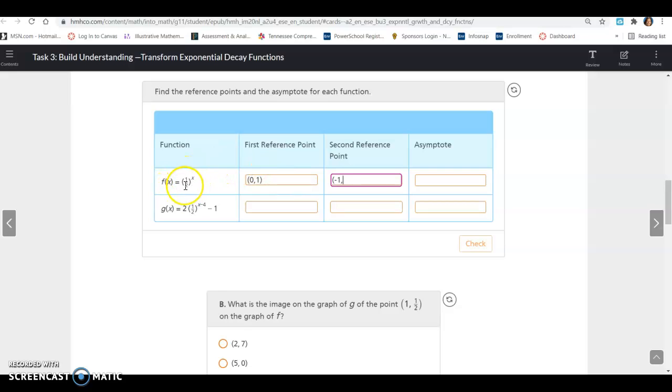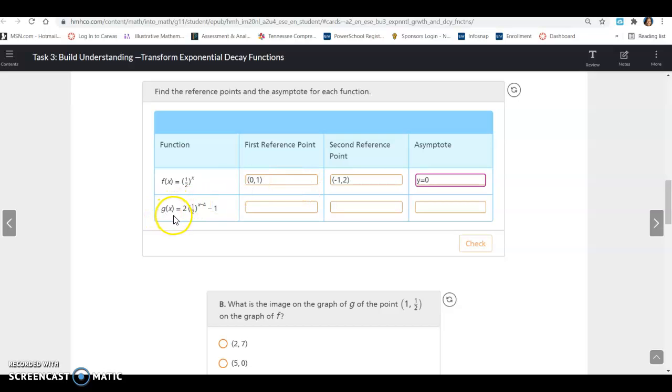b in this case is 1/2. 1 over 1/2 is just 2. Remember, when it's a fraction, you multiply by the reciprocal. All right, our asymptote is just y equals 0. This is the parent function. So a parent exponential function, whether it's growth or decay, is going to have an asymptote of 0.